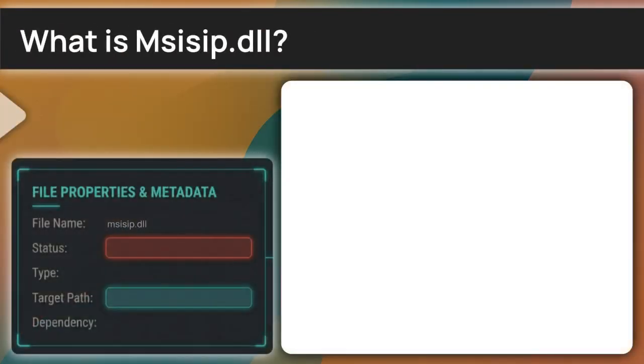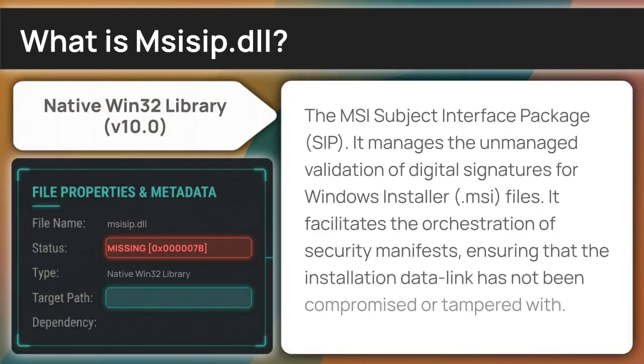This is the MSISP library, the MSI Subject Interface Package, SIP. It manages the unmanaged validation of digital signatures for Windows installer .msi files. It facilitates the orchestration of security manifests, ensuring that the installation data link has not been compromised or tampered with.